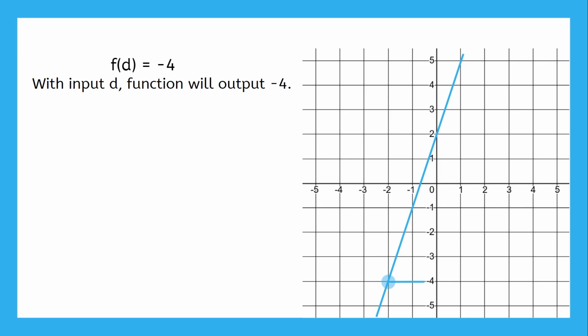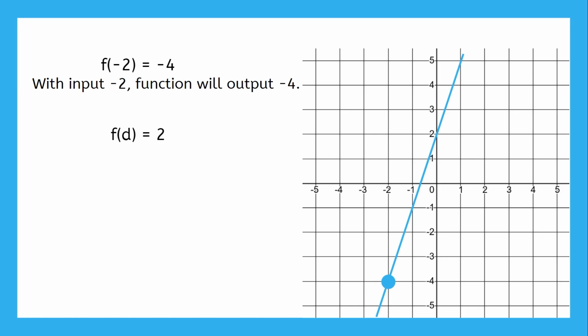It's this point right here. At what input does that point take place? It's at an input of -2. So then our answer is that to get an output of -4, the input has to be -2.